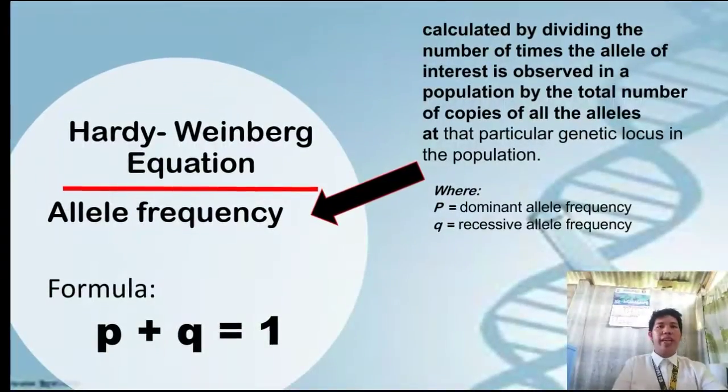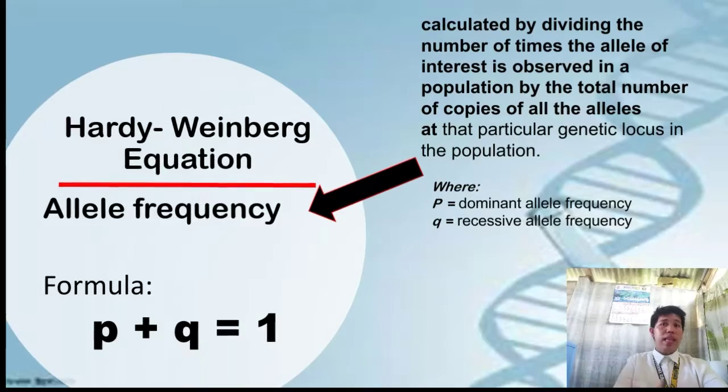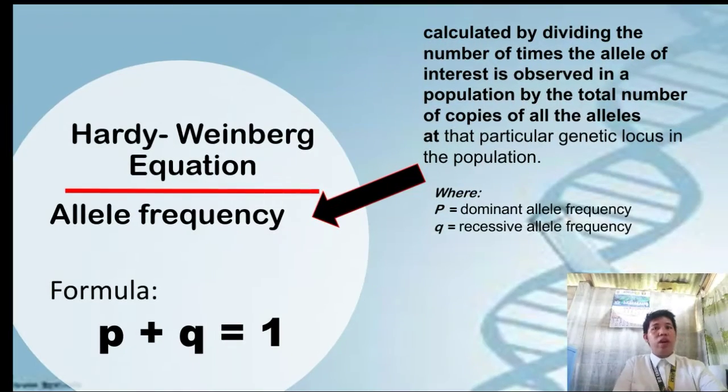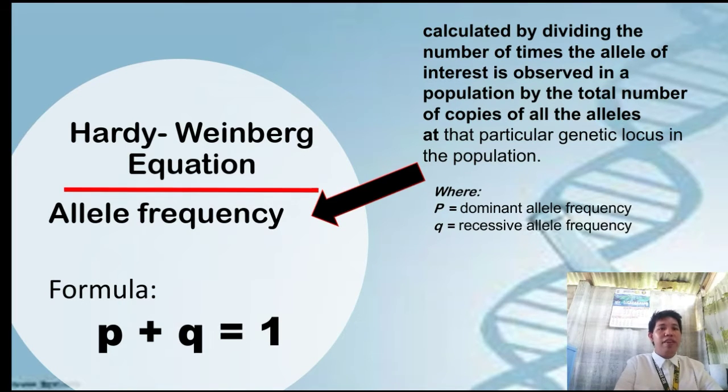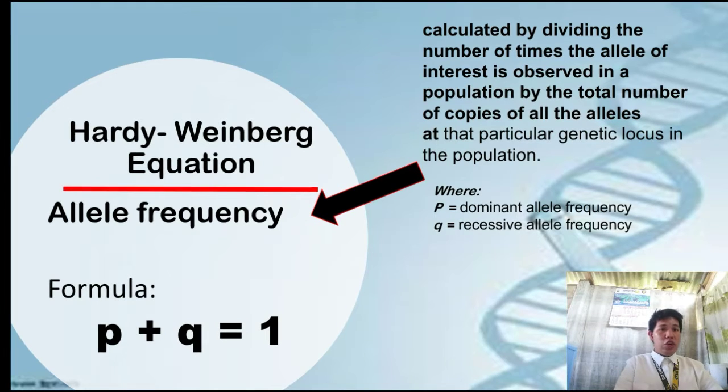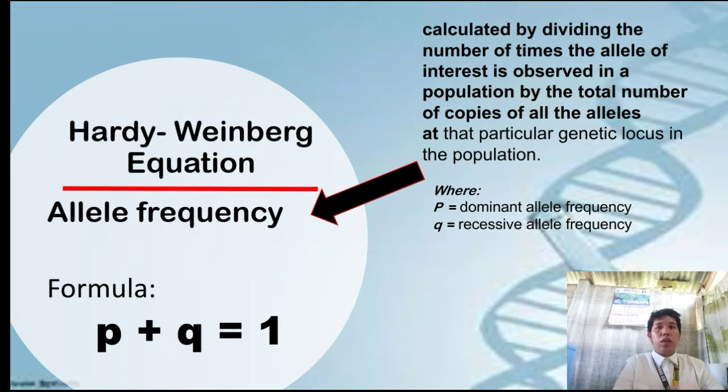So there are two equations in Hardy-Weinberg equilibrium that we will focus on. We're going to start with the first one, the allele frequency, which is calculated by dividing the number of times the allele of interest is observed in a population by the total number of copies of the allele at a particular genetic locus in the population. The formula is p + q = 1.